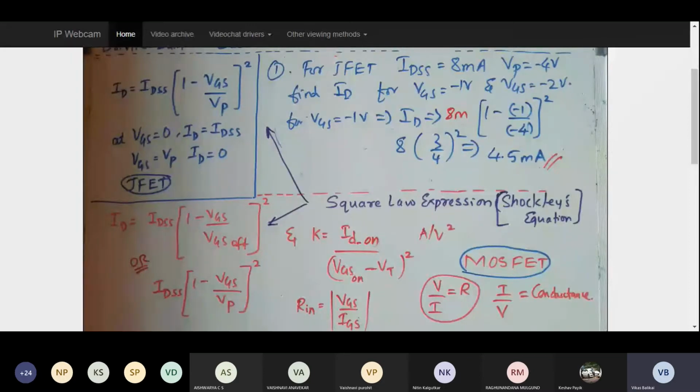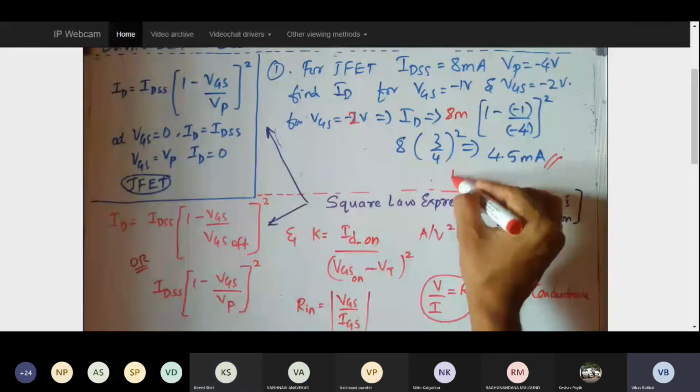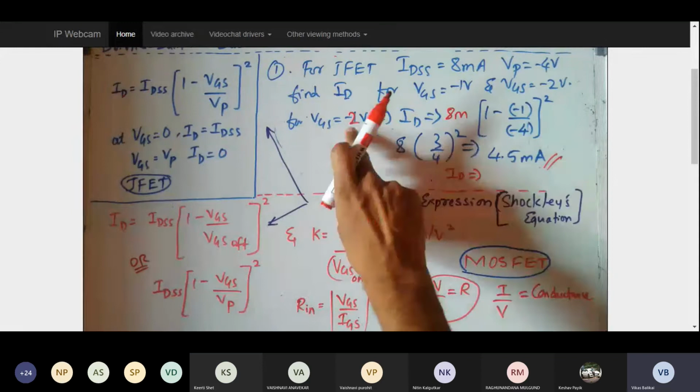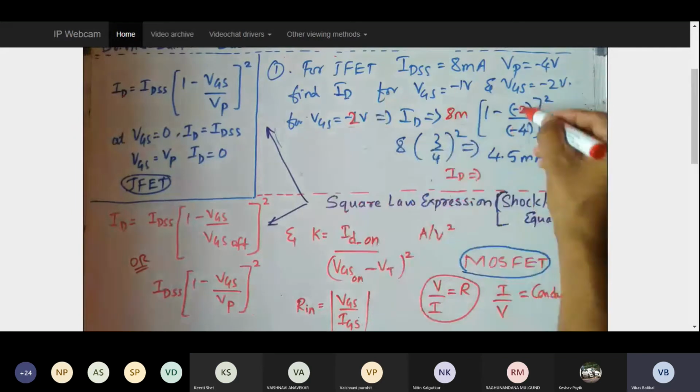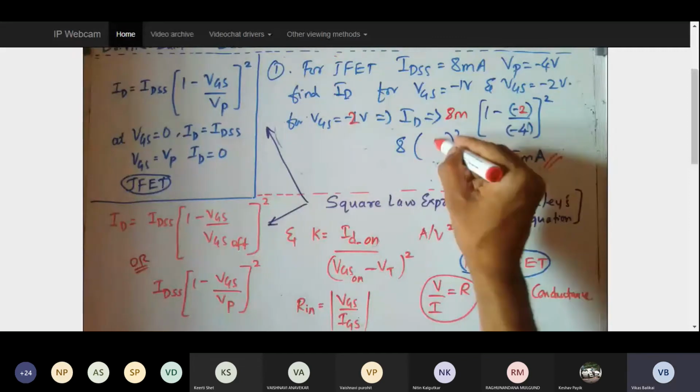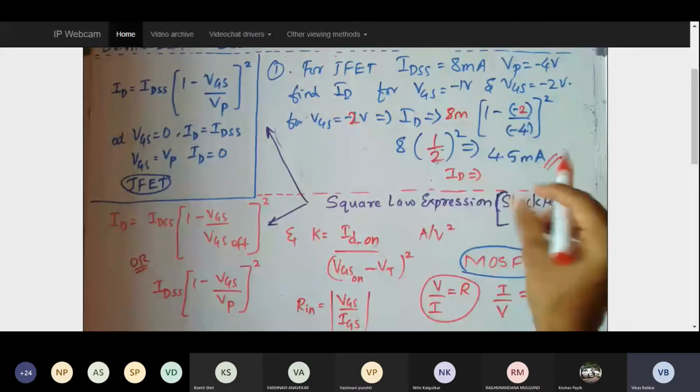And what will be the value for VGS equal to 2 volt? 2 milliampere. Sure? 4 milliampere. 2 milliampere. Let us do that. For VGS equal to 2, this will be 2 by 4, so that means 1 by 2. 1 minus 1 by 2 will be again 1 by 2. 1 by 2 whole square, that will be 8 into 1 by 4. So that means 2 milliampere.